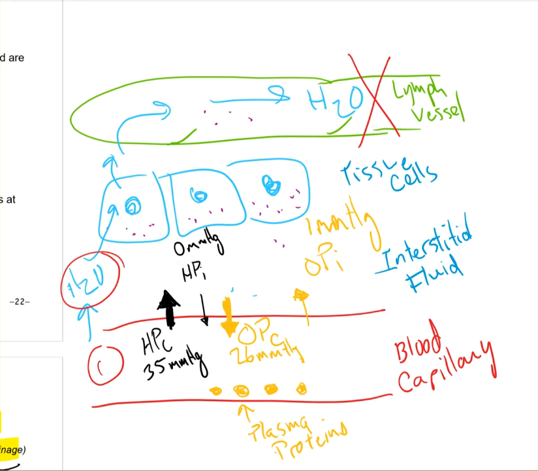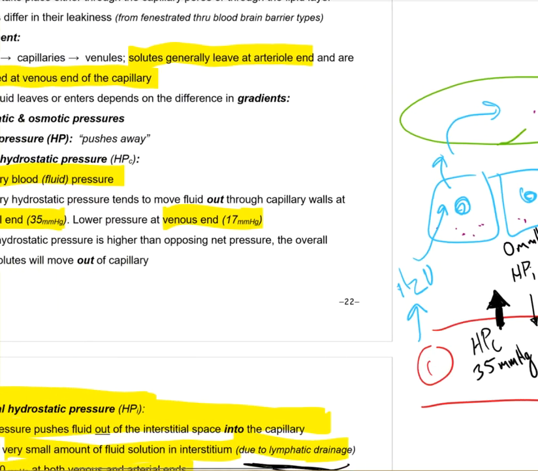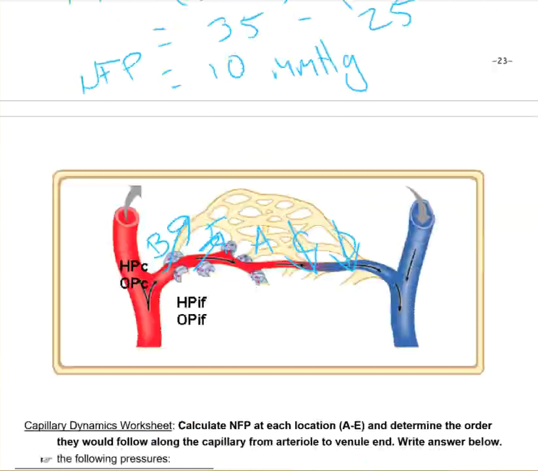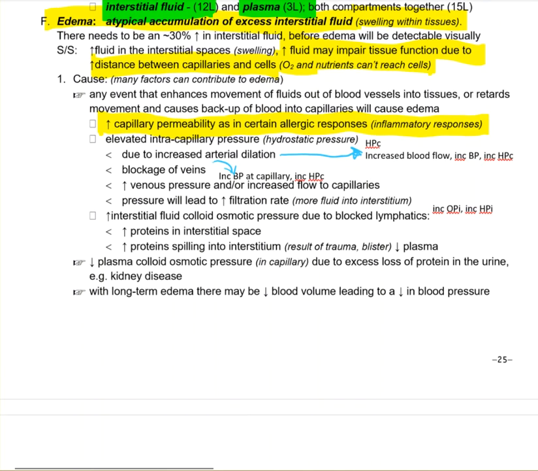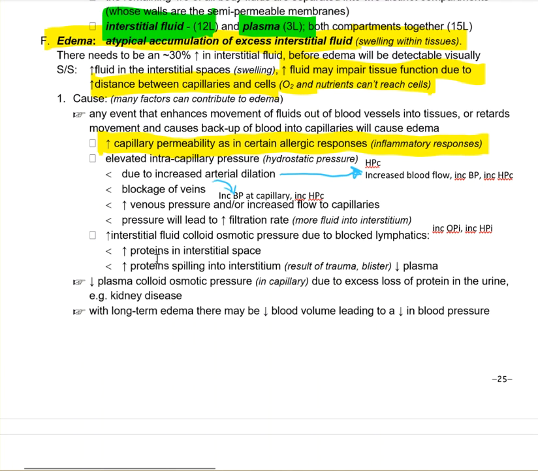Okay, so let's go back and look at what the notes say and correlate that picture. If we have blocked lymphatics, we're going to have increased OPI and increased HPI. We're going to have proteins in the interstitial space. They're going to stay there and not leave, and it's going to increase those things.